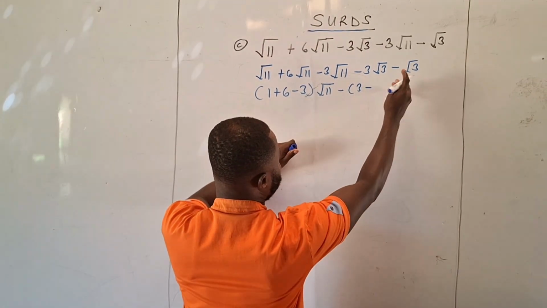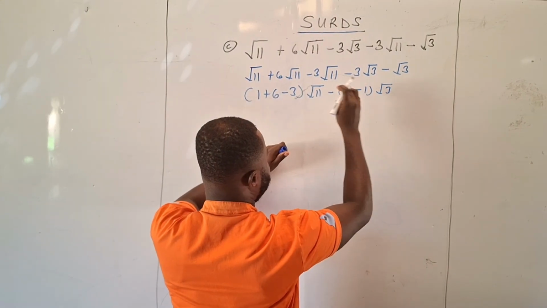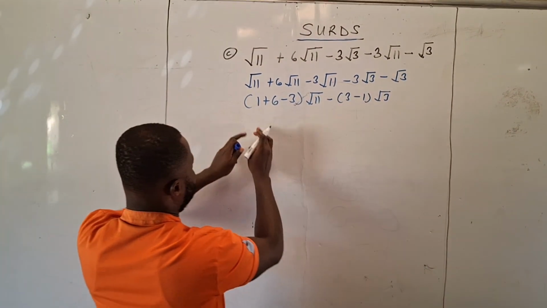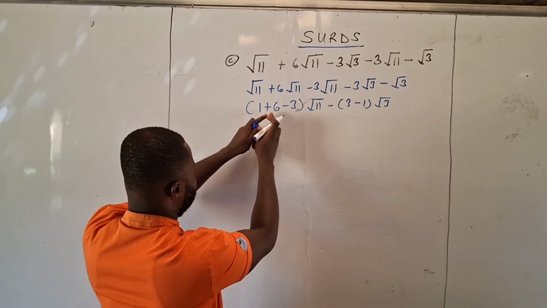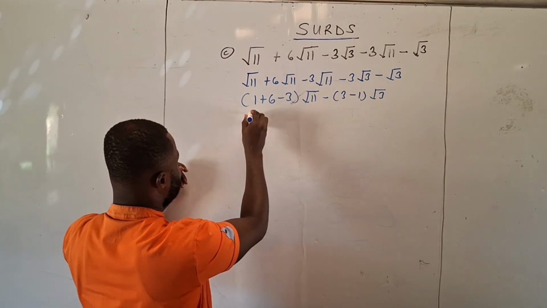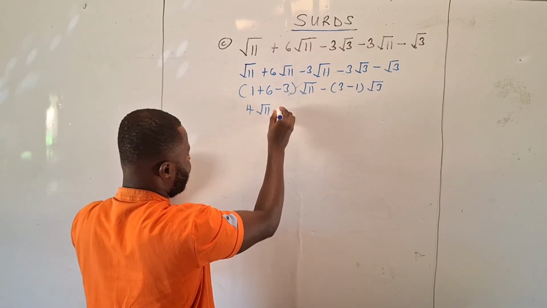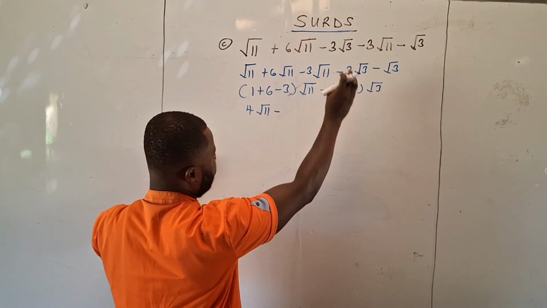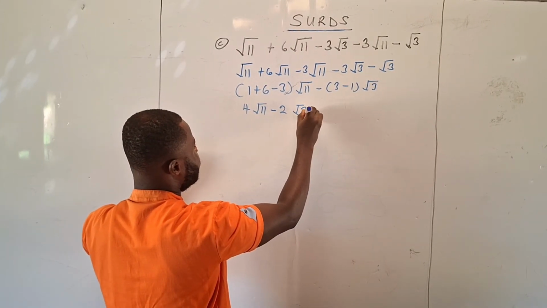3 minus what? There's 1 here. 1, all root what? 3. The minus is affecting this. Now 1 plus 6, addition and subtraction, addition first. So 1 plus 6 is 7. Minus 3. So this one gives us 4 root what? 11. Now, minus 3 minus 1 is 2. So this one gives us 2 root 3.